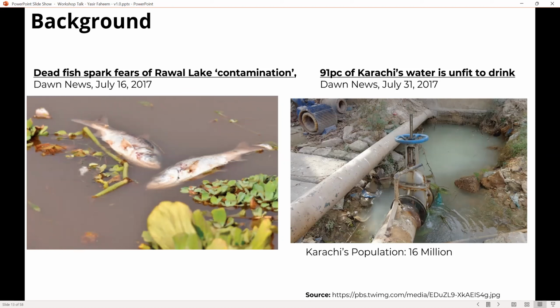This is another news item from 2017. As per it, 91% of water supplied to Karachi, the biggest city of Pakistan with a population of around 16 million, is contaminated. So they don't have access to clean drinking water, which means we clearly don't seem to address the United Nations Sustainable Development Goal number 6.